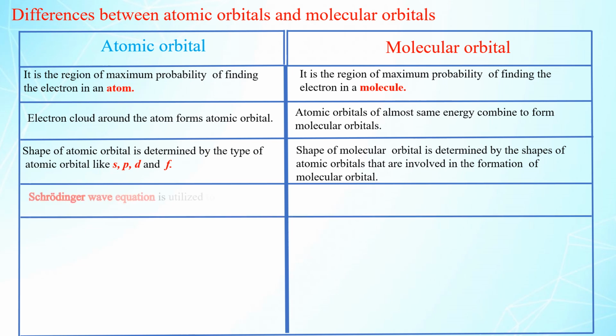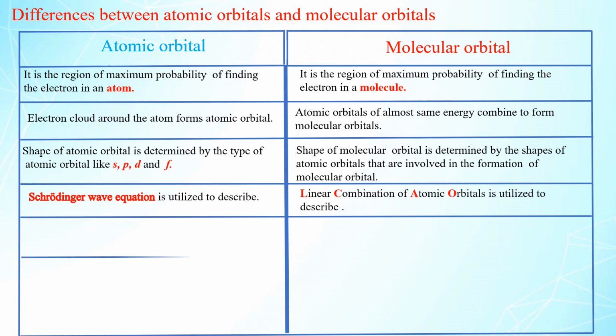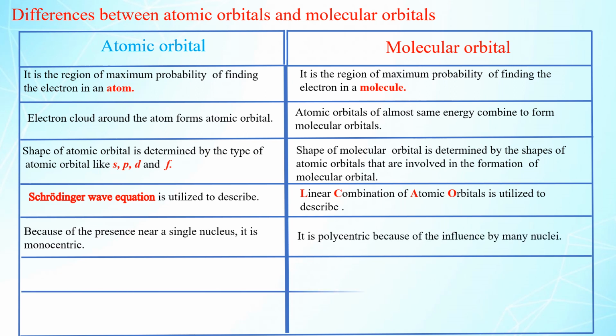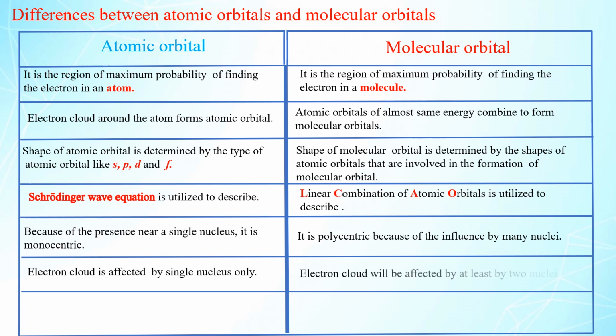Schrödinger's wave equation is utilized to describe atomic orbitals. Linear combination of atomic orbitals is utilized to describe molecular orbitals. Because of the presence near a single nucleus, atomic orbital is monocentric. Molecular orbital is polycentric because of the influence by many nuclei. Electron cloud is affected by single nucleus only. Electron cloud will be affected by at least two nuclei. Atomic orbitals are named as s, p, d, and f. Molecular orbitals are named as bonding molecular orbital and antibonding molecular orbital.